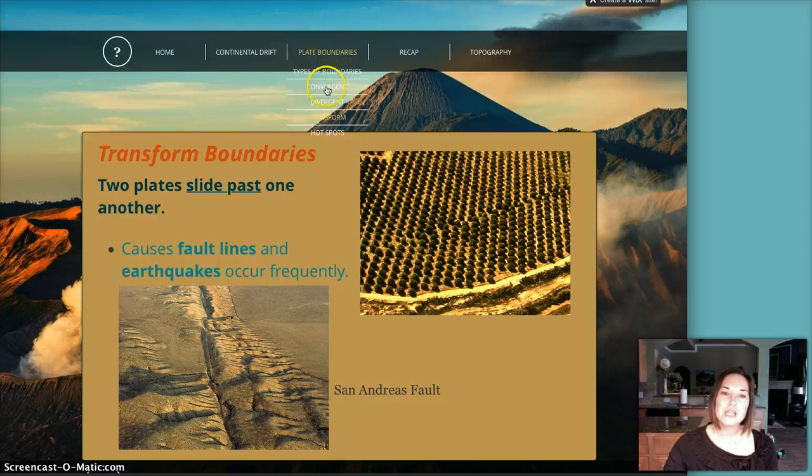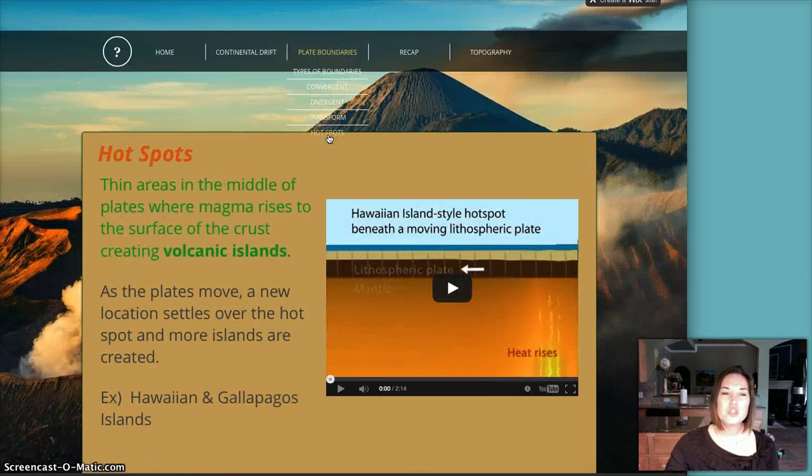And then finally, we're going to talk about hot spots, which are not necessarily plate boundaries. In fact, hot spots occur in the middle of tectonic plates. They do not form at plate boundaries. And so a hot spot is just an area where magma comes up, it seeps through the crust, and it forms volcanic islands. The Hawaiian Islands and also the Galapagos Islands were formed this way. And so I'm going to let this video here explain to you what a hot spot is.